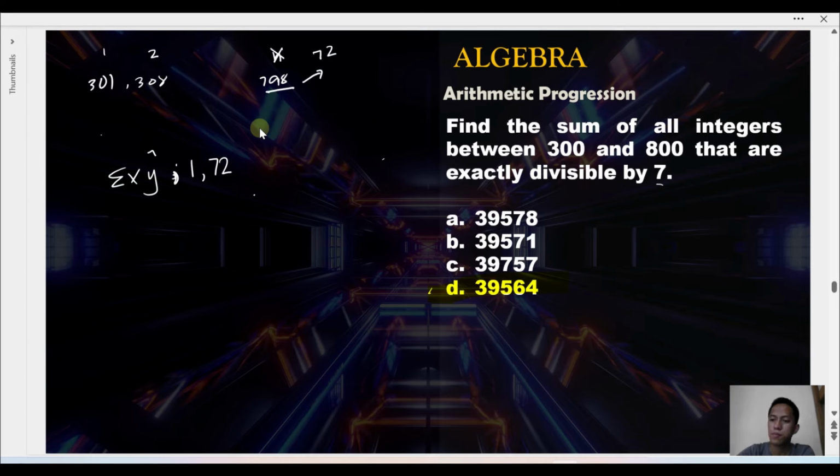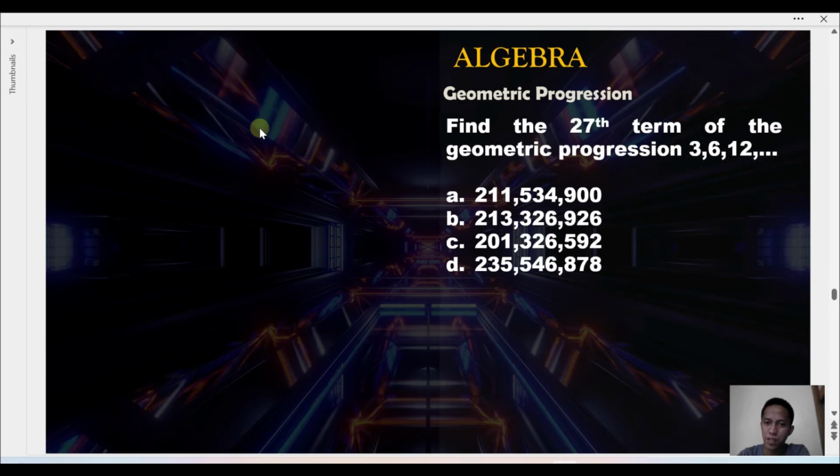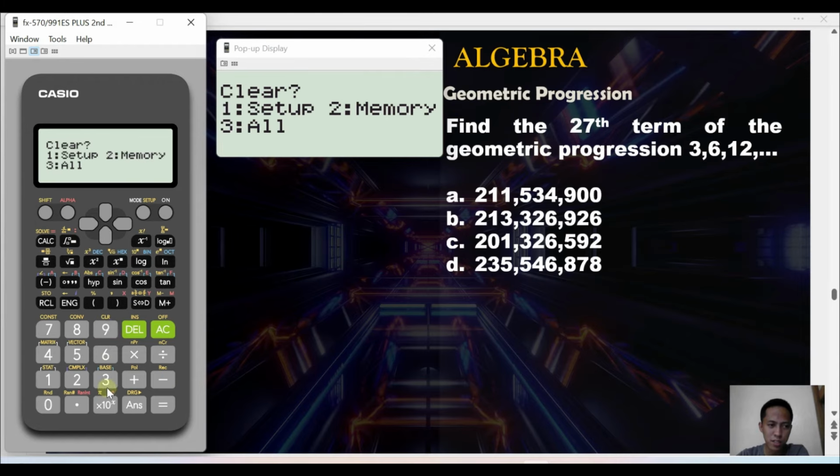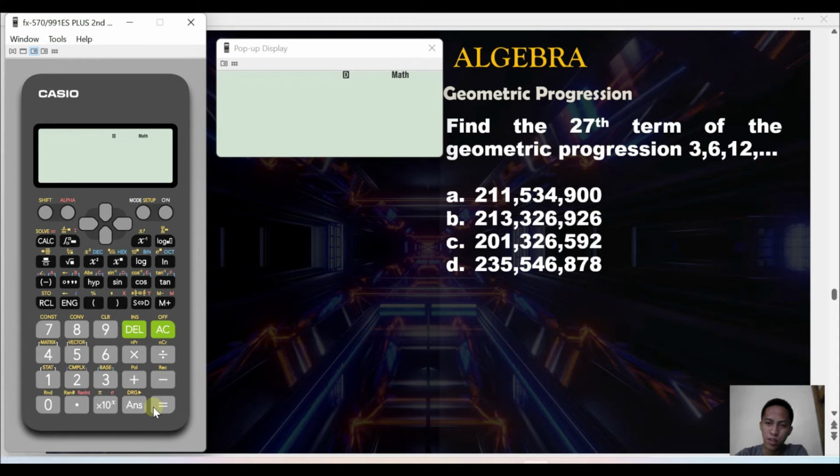Okay, so let's proceed to our next problem. So, geometric progression naman tayo, guys. Okay? So, clear lang natin yung calculator. Shift clear. Equals. So, find the 27th term of the geometric progression 3, 6, 12, and so on. Okay, so same thing, guys.